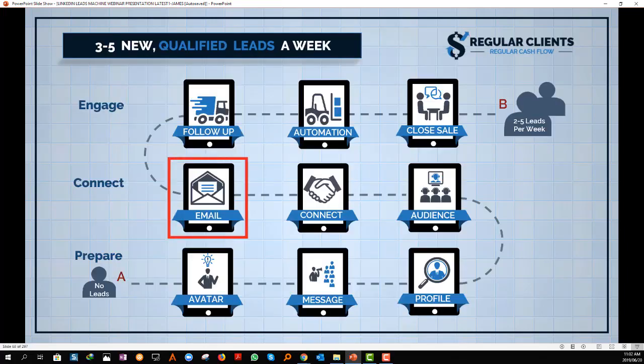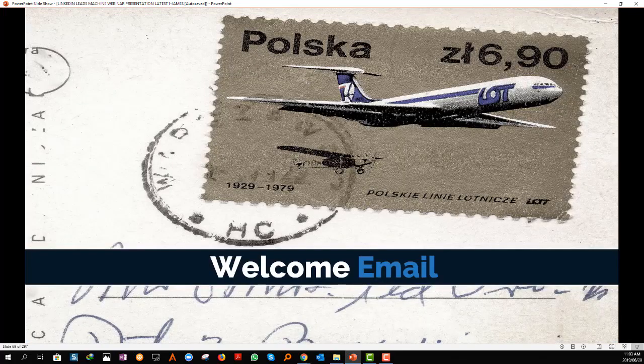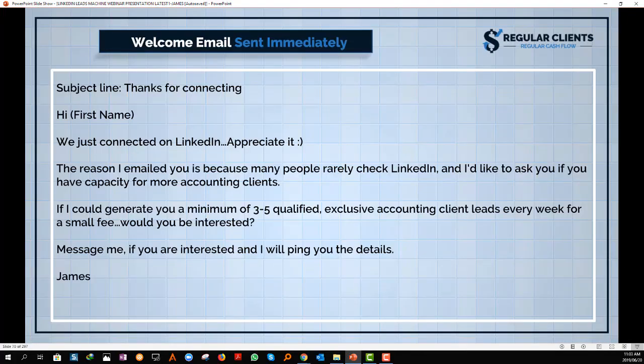Now, let's talk about this so-called email message, because the reality is both of these are going to go out at the same time. So literally, you send the one and then you send the other at the same time. So let's have a look at what that email looks like.